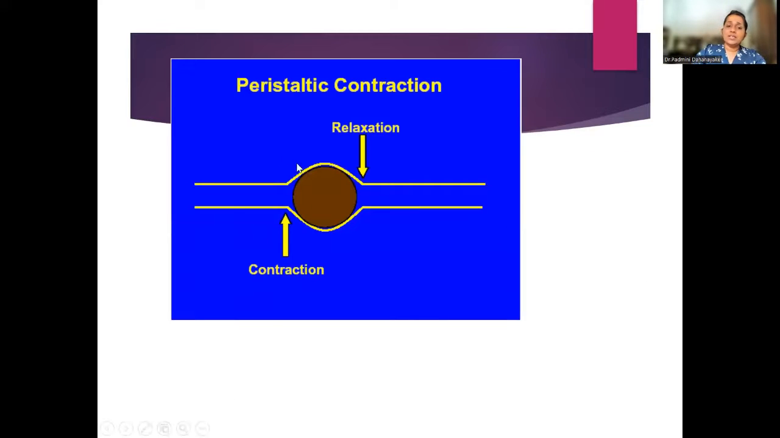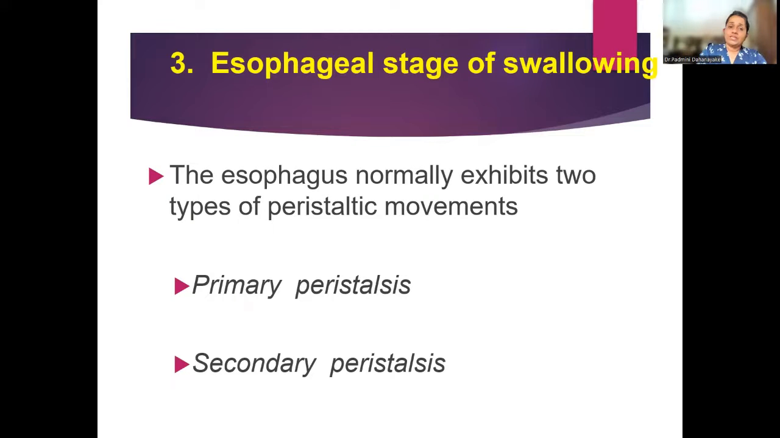So now look at this. This is a small scenario of how the peristaltic contraction occurs. When the food bolus is there, from one side it will contract, while on the other side it will relax, in the esophageal area. Right. Now there are two types of peristaltic movements seen in the esophageal stage. The first one is primary peristalsis. The second one is secondary peristalsis.